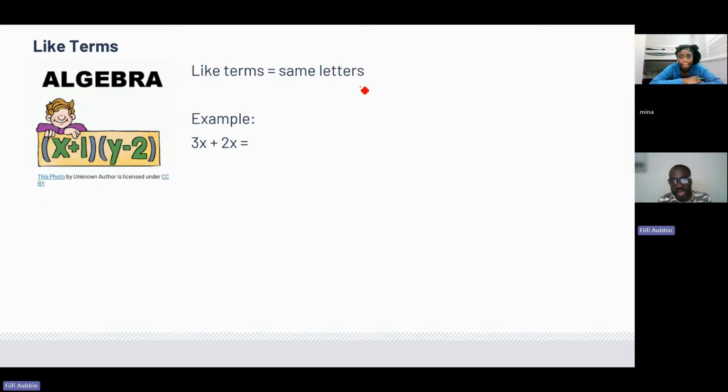But if I had something like this, 3x plus x squared, will you be able to add this? Is it 3x squared? No, you'll not be able to add, because this is x exponent 1, right? And this is x to the power 2. So these are unlike terms. They are not the same. So the answer will still be 3x plus x squared. Does that make sense?